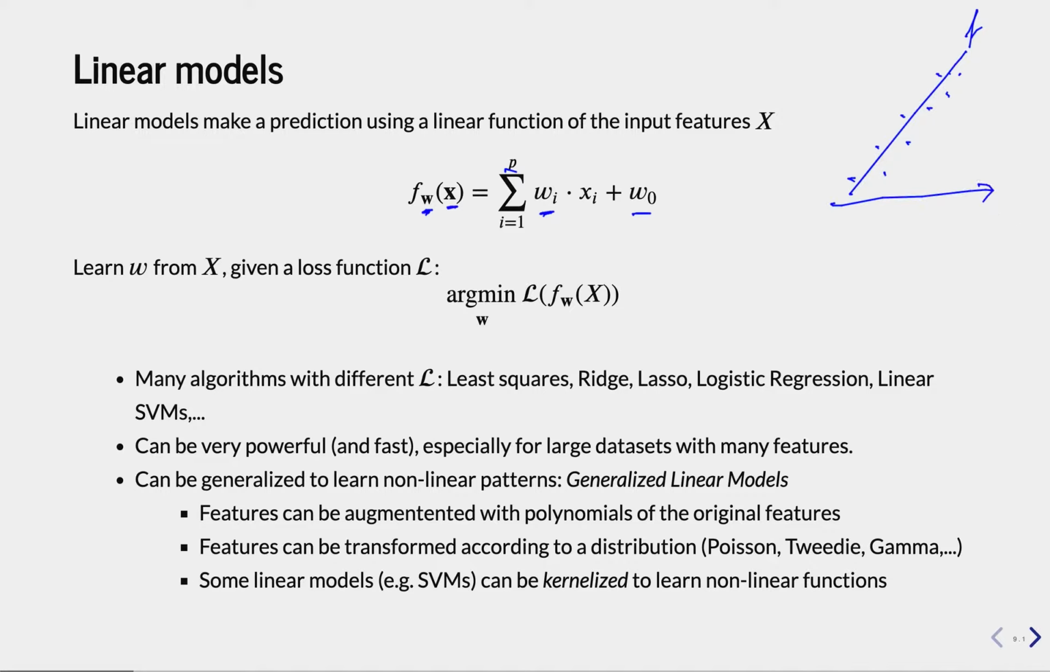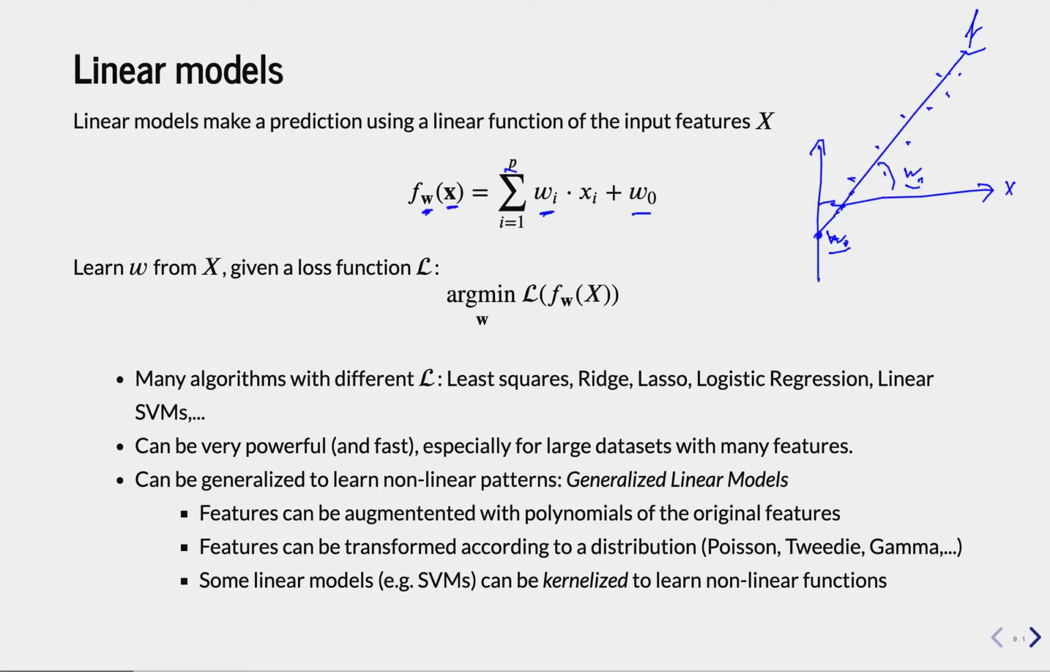Say this is x, this is one dimensional. Then this function here has a slope w1 and an intercept, which is where it intersects with y, which is w0. Right. So this function f here is totally described by this intercept, the bias, and this weight w1 here.